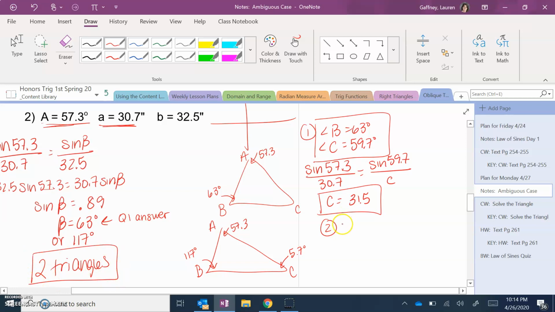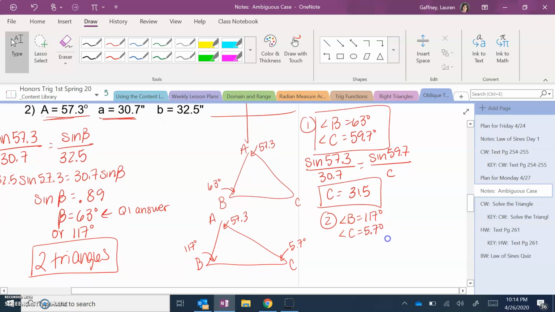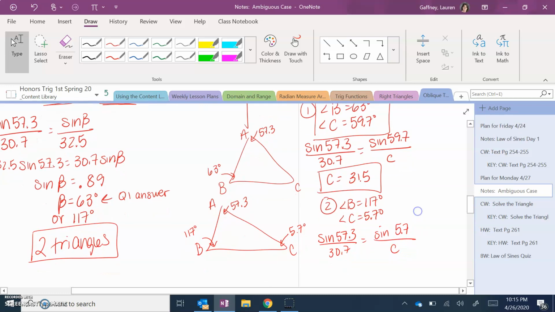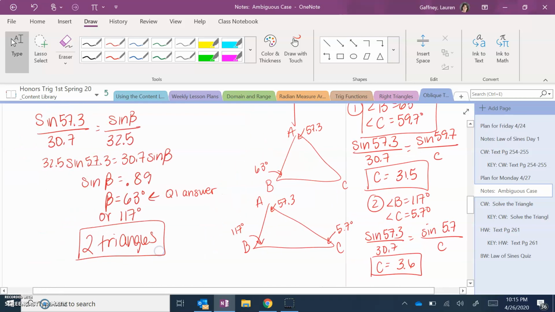Okay, so here, angle B is 117 degrees and angle C is 5.7 degrees. We could then set up another law of sines, now using that 5.7 for angle C to find side C. So this could potentially form two different triangles. Okay, and on Thursday, I'll show you a visual of what this would look like. Okay, so this one could form two triangles.